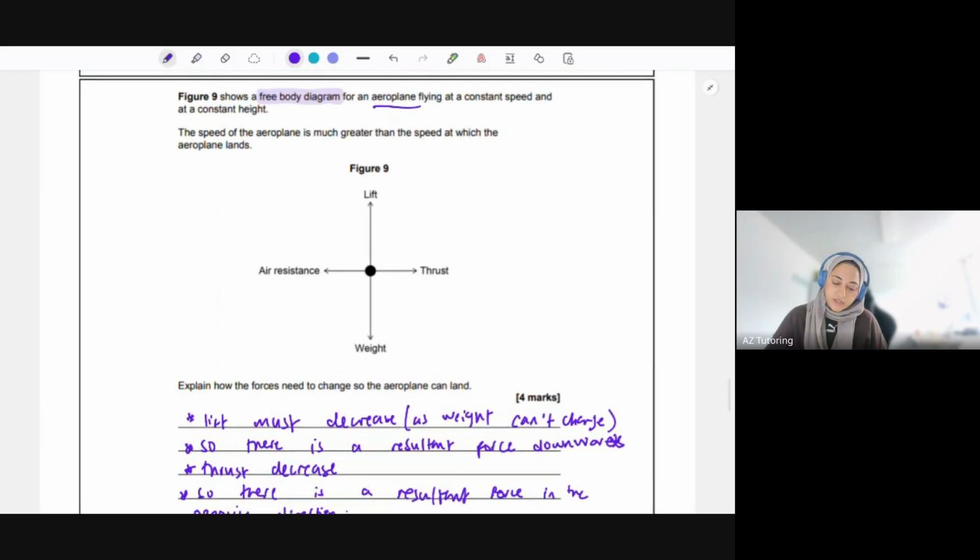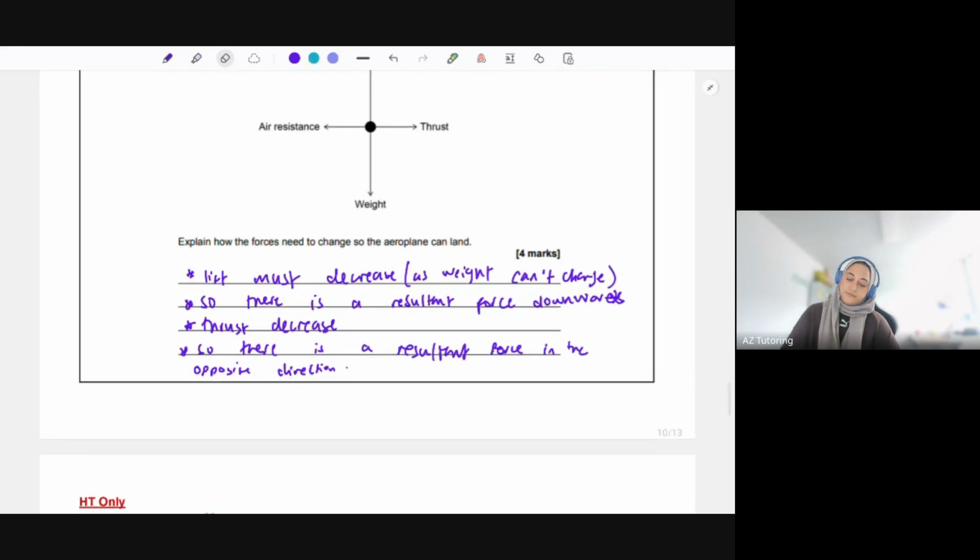So this is the reason why it says the speed of the airplane is much greater than the speed at which the airplane lands. So the speed's decreasing. That's the reason why your thrust decreases, because you want more air resistance, so your speed is slowing down. Okay, so I've got that from the question.